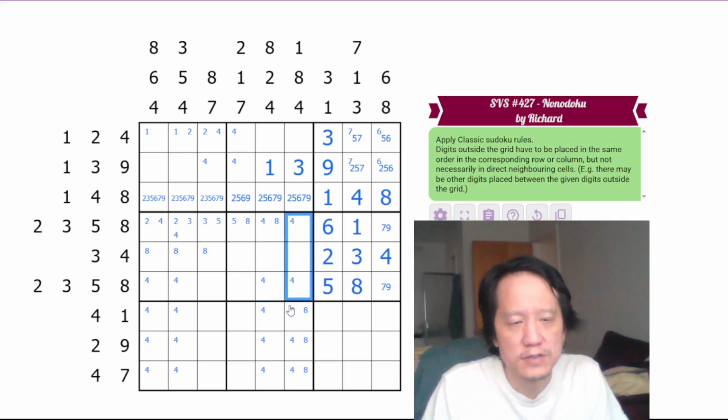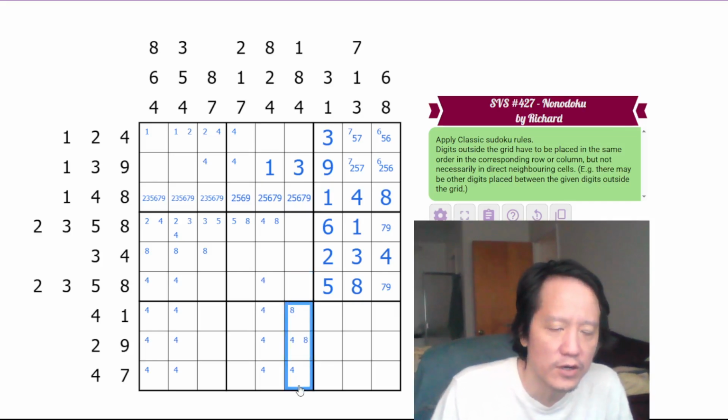So 8 cannot be here, because we know one of these two has to be an 8. So it has to be one of these 3, and the 4 has to be after it. So 4 cannot be either of these. 4 can't be here, 8 can't be here. So this is some combination of 8, 4 here.